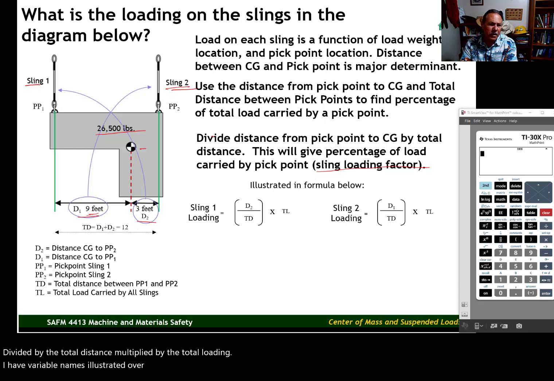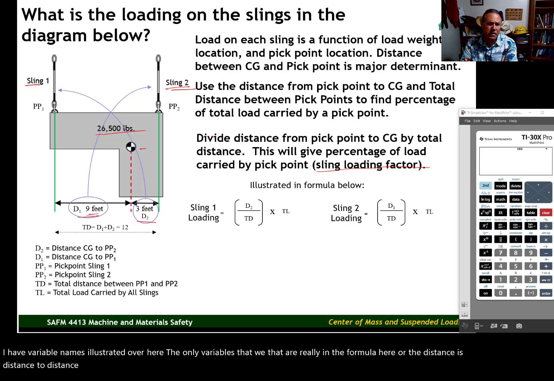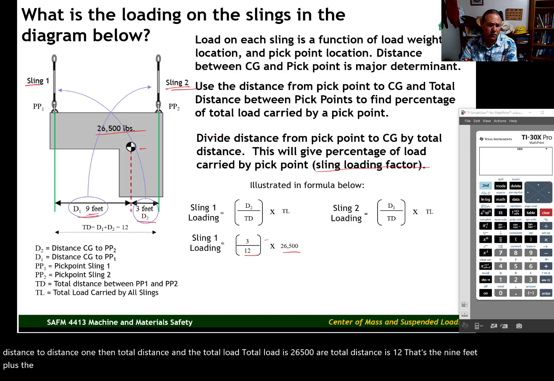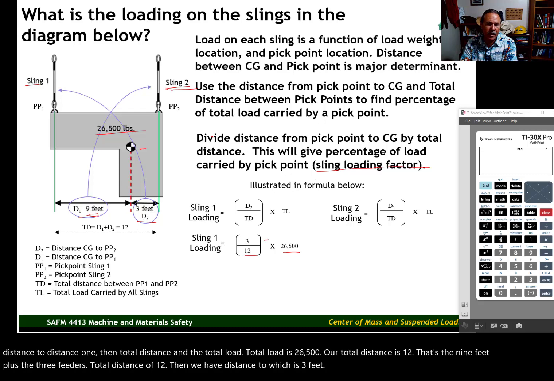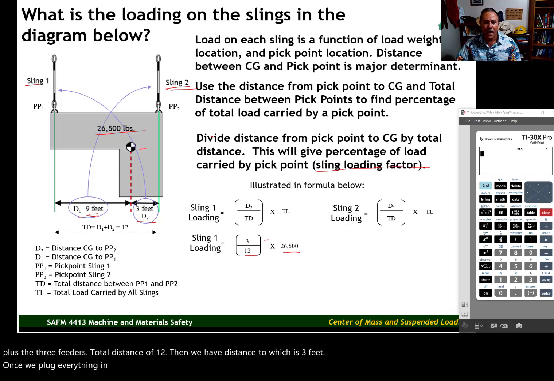The only variables that are really in the formula here are the distances, distance 2, distance 1, then total distance, and the total load. Total load is 26,500. Our total distance is 12. That's the 9 feet plus the 3 feet, or the total distance of 12. Then we have distance 2, which is 3 feet. Once we plug everything in, it's a simple matter of doing the math. 3 divided by 12.